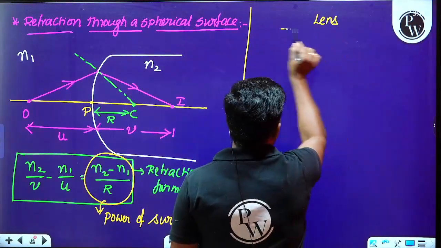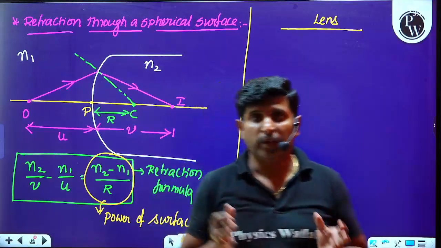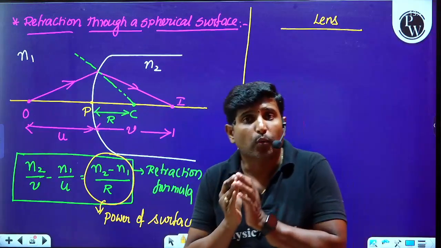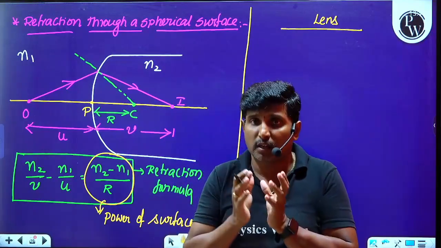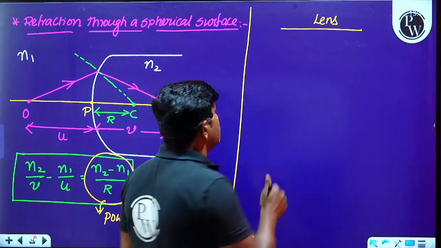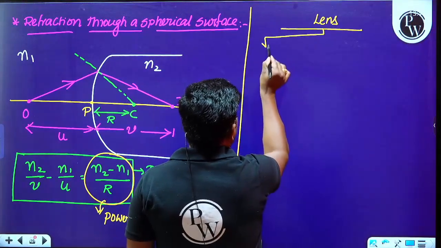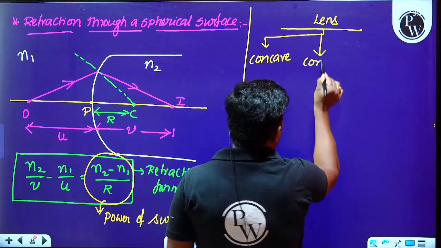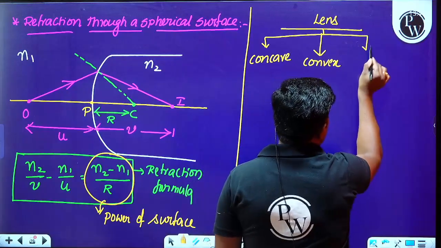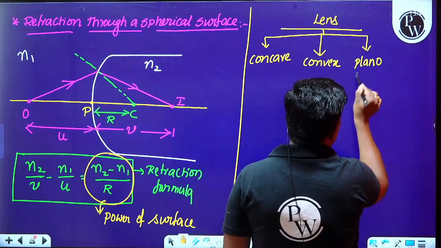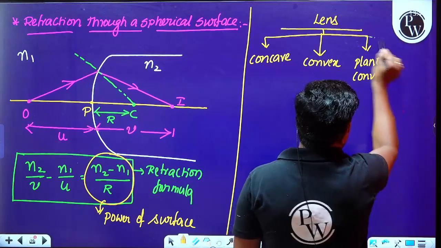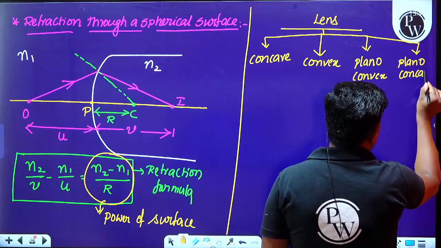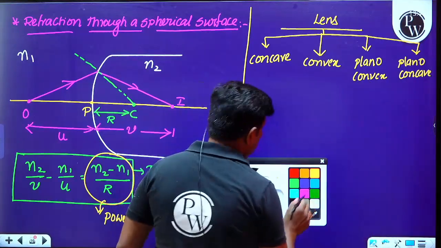What is a lens here? A lens is an optical medium bounded by two surfaces, of which at least one surface is curved. Okay, that is called a lens. Lenses can be divided into different types: one is concave, another one is convex, another one is the plano-convex lens, and later we can go with the plano-concave lens.